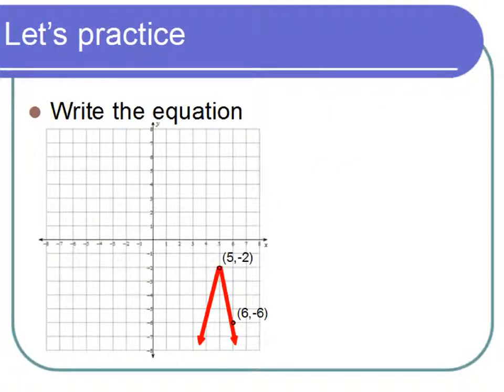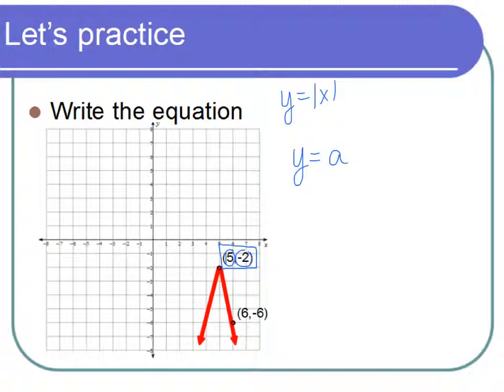Okay, so here we are. This one is an absolute value. It's a V shape. So here's my parent graph. Now we've got to put all the shifting business in there, and that's this vertex right here that told us we went right 5 and down 2. So now let's change it.